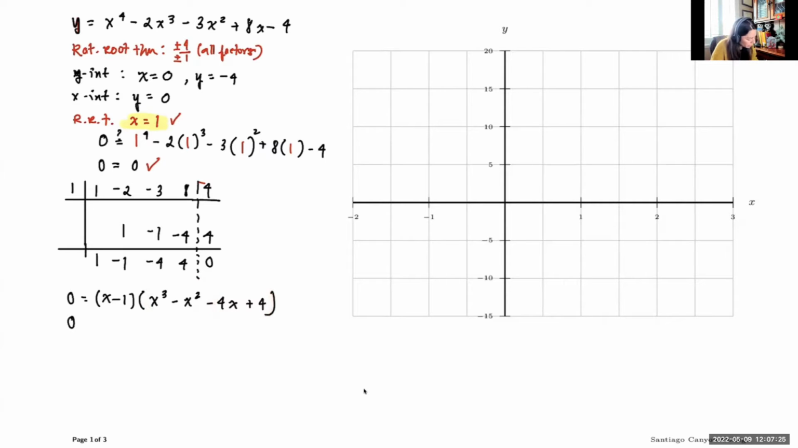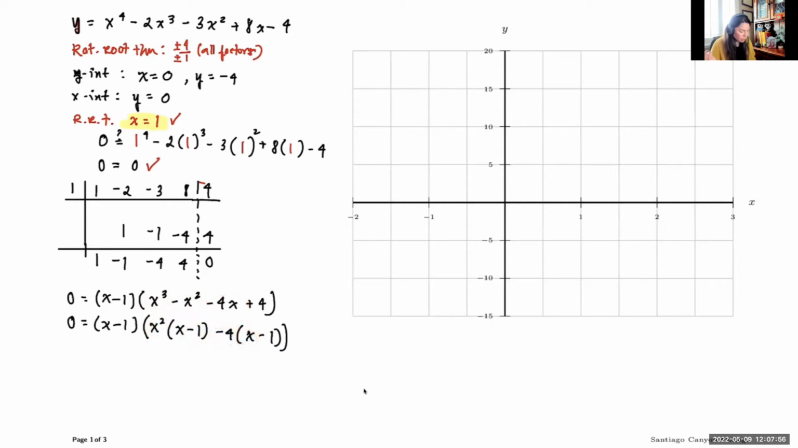So I'm going to get 0 equals x minus 1, and just watch what I'm going to do with 4 terms. I'm going to factor by grouping. So I'm going to have x squared times x minus 1 minus 4 times x minus 1. The reason I did that is because I could see I was going to get this factor here. Just to check, x squared times x is x cubed, x squared times minus 1 is minus x squared, minus 4 times x is minus 4x.